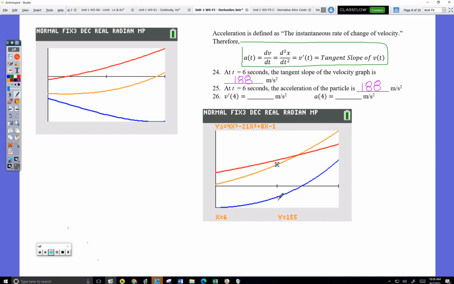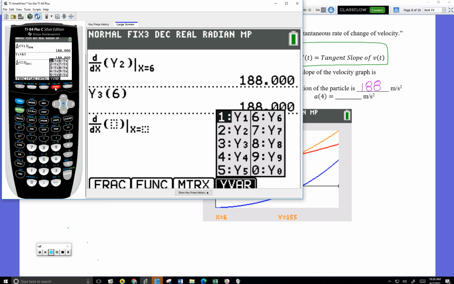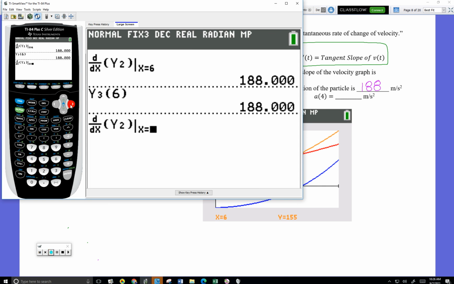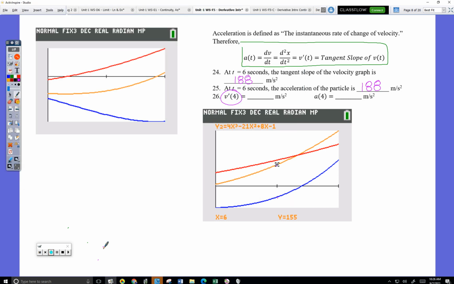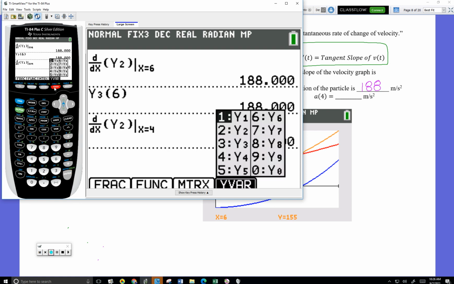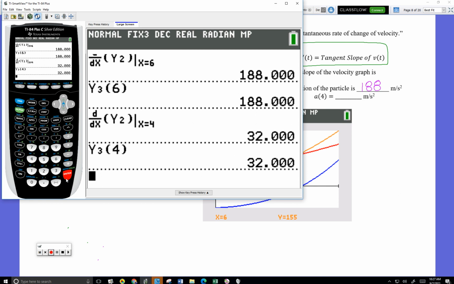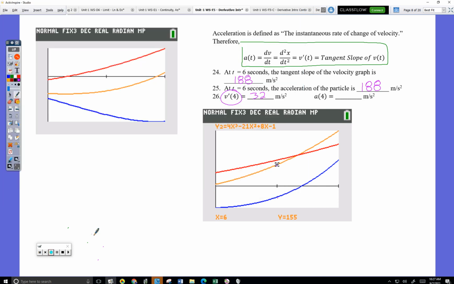Awesome. V prime of 4. V prime of 4 means rate of change of velocity, so slope of the velocity. So back to here again. Slope of the velocity means Math 8. Slope of the velocity, that's y2. Time is 4 now. 32. So that means the value of my acceleration at that exact same time must also be 32. Questions about anything?